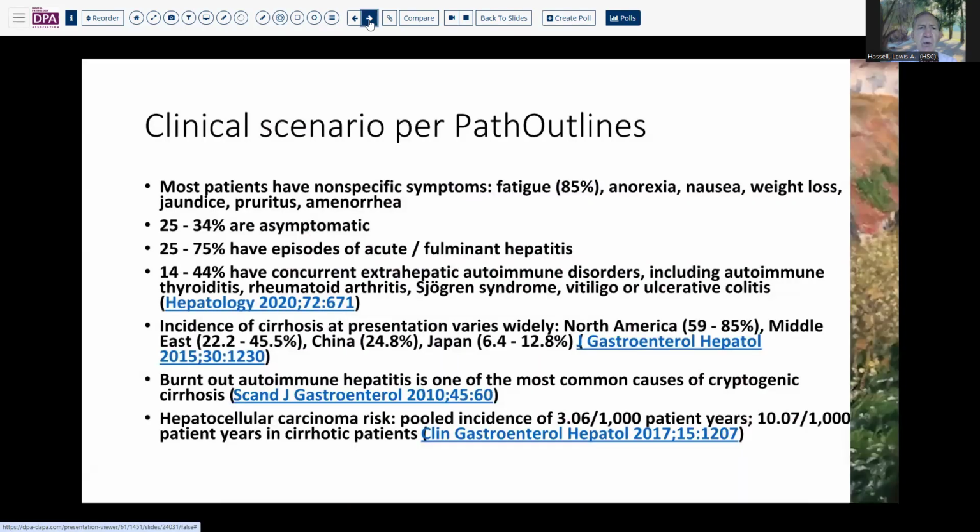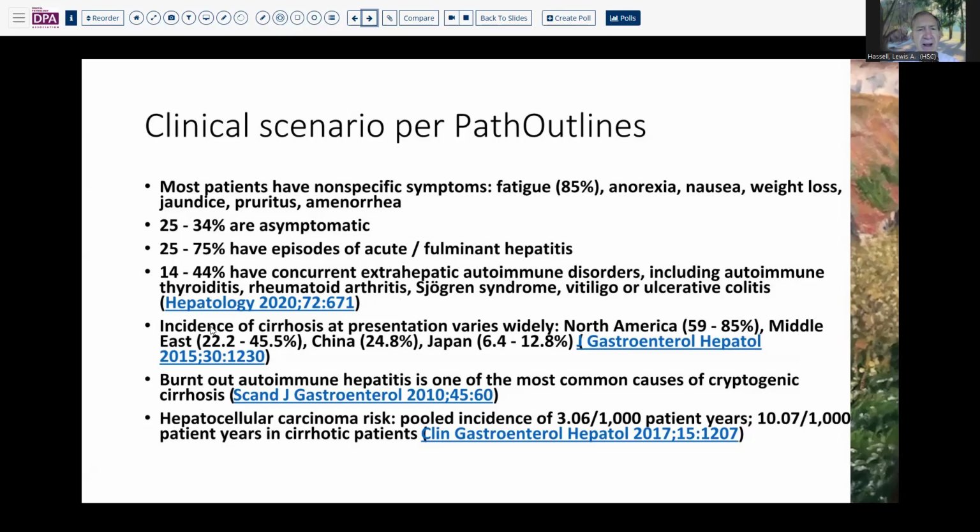So if we look at how these patients present, I just took this very quickly from Path Outlines. Many patients will be asymptomatic. And most patients have very nonspecific symptoms: fatigue, anorexia, weight loss, maybe a little jaundice, pruritus if they're jaundiced, and they may also have amenorrhea. However, some patients, again, about a third perhaps, may have acute or fulminant hepatitis with almost a liver failure type of appearance. Up to 40% can have extrahepatic autoimmune disorders, which we've alluded to earlier.